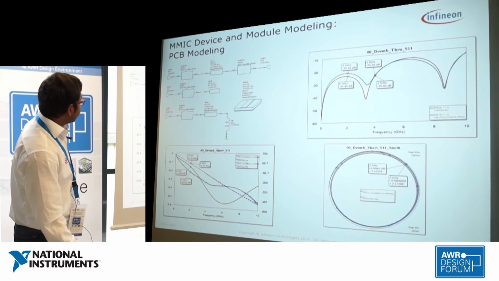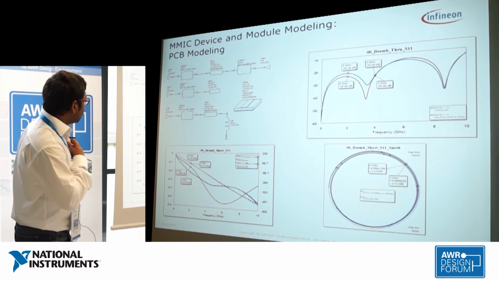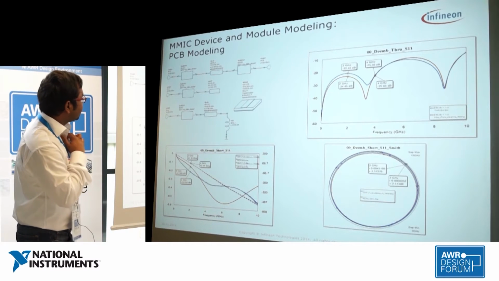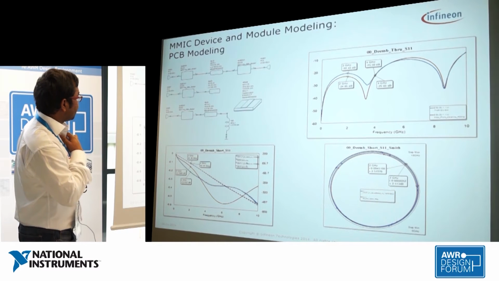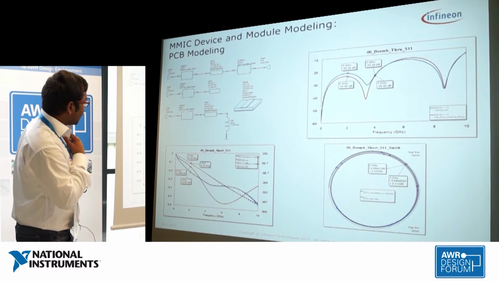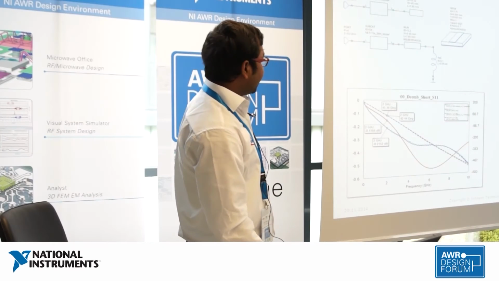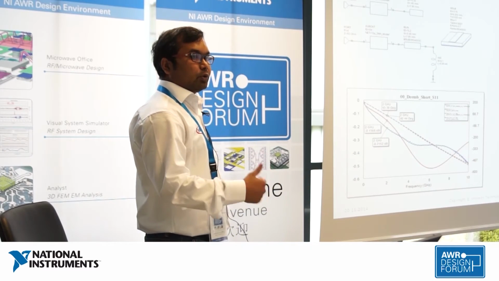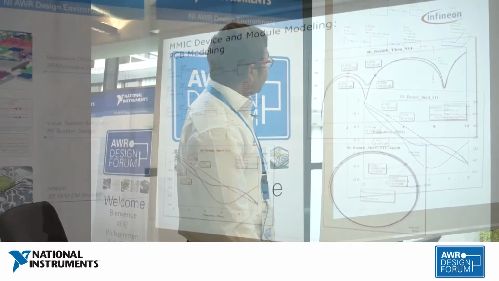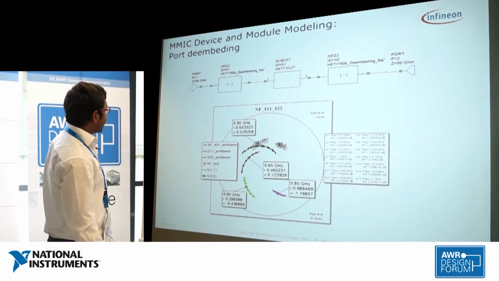So, some more pictures for the short and through lines matching. You can see they are also quite matched. Okay. So, now we have this PCB modeling, then we measure the data, and now we need to do the port de-embedding. For port de-embedding we use this kind of structure.